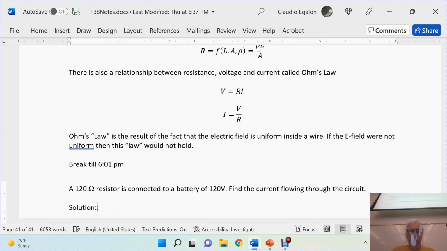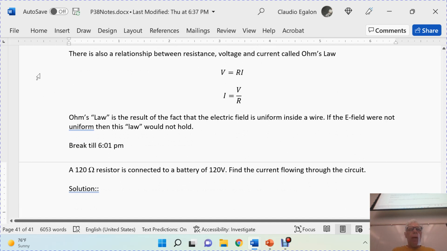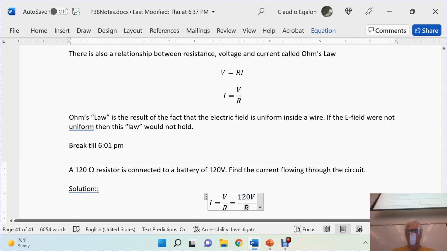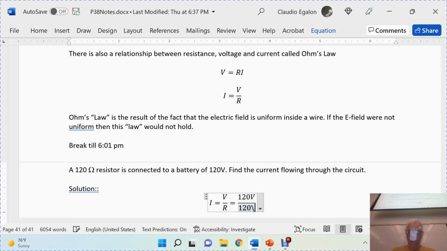Solution, okay, is Ohm's law. This one right in here. 120 volts divided by 120 ohms.